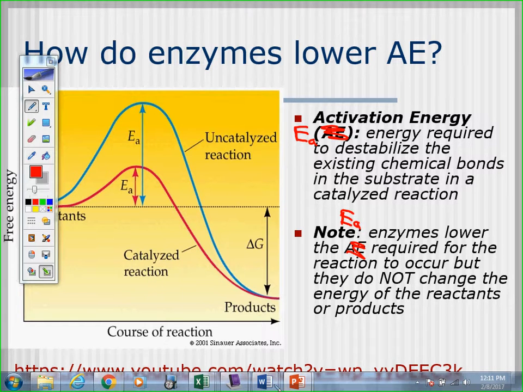You can even see it right here. Uncatalyzed, we have some Gibbs free energy, delta G, that you see there. Enzymes are required to destabilize existing chemical bonds in the substrate of the catalyzed reaction. We're going to lower that. They do not change the energy of the reactants or products. Remember, I told you that earlier.